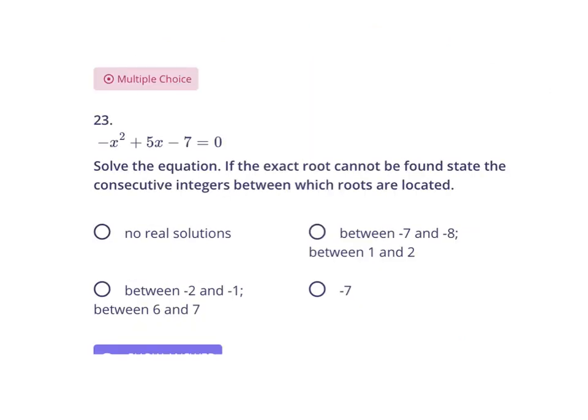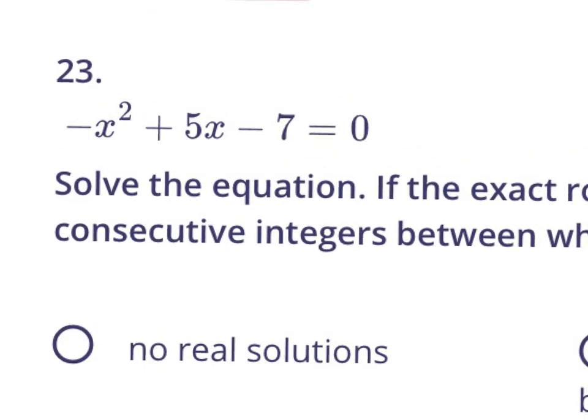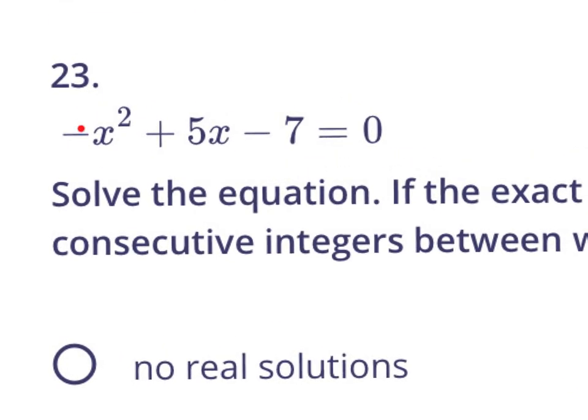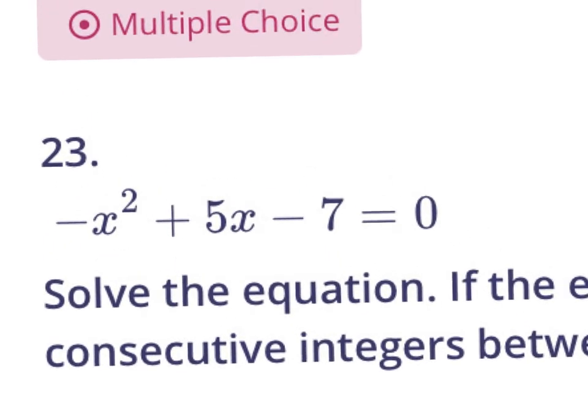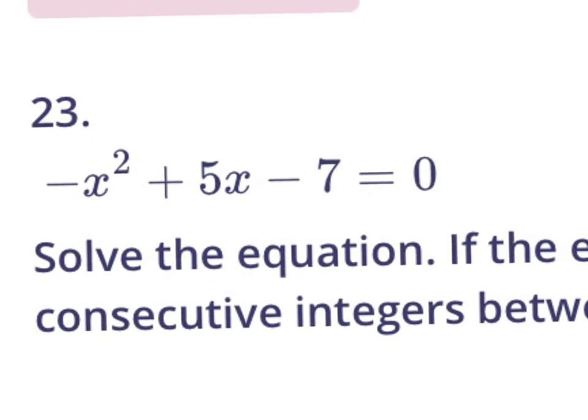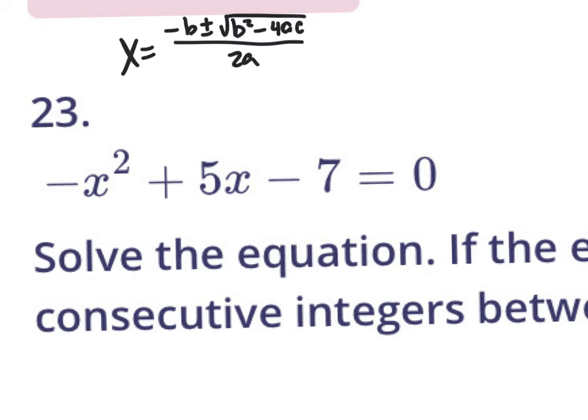One more question on solving quadratic equations. It says solve the equation. If the exact root cannot be found, state the consecutive integers between which the roots are located. Okay, so I would try to factor, split, and solve, but I'm already thrown off because of this minus sign, so we might as well jump right into the quadratic formula once again. All right, so the quadratic formula: x equals negative b plus or minus the square root of b squared minus 4ac, all divided by 2a.